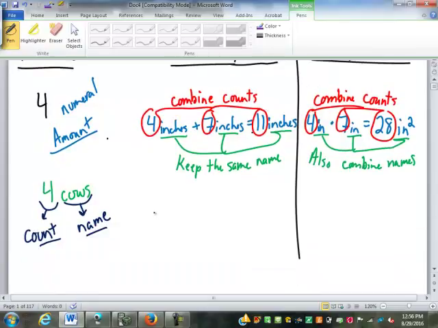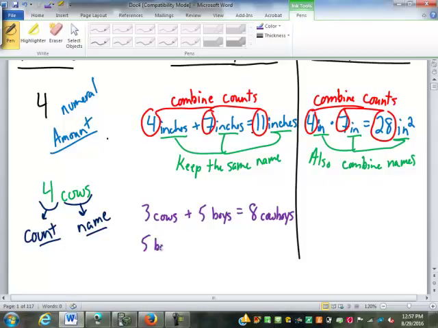For example, let's say I have 3 cows plus 5 boys. Do I get 8 cowboys? That doesn't work, does it? And now you may have heard the commutative property. You can switch when you're adding. You can switch the order of the numbers.